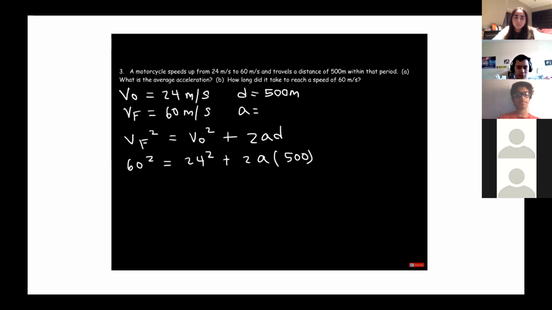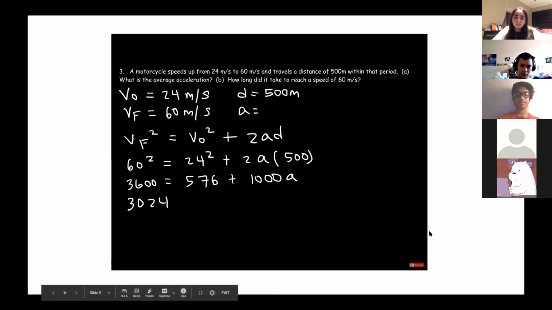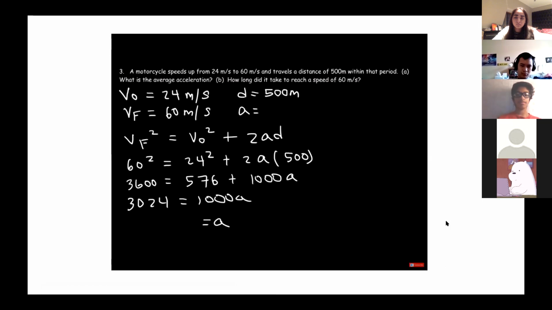60 squared, that's 60 times 60, that's 3,600. 24 squared is 576. And 2 times 500 is 1,000. Let's subtract both sides by 576. So 3,600 minus 576, that's 3,024. Now, if we divide both sides by 1,000, 3,024 divided by 1,000 is 3.024. So that's the acceleration of the motorcycle. You could round it to 3 if you want to.